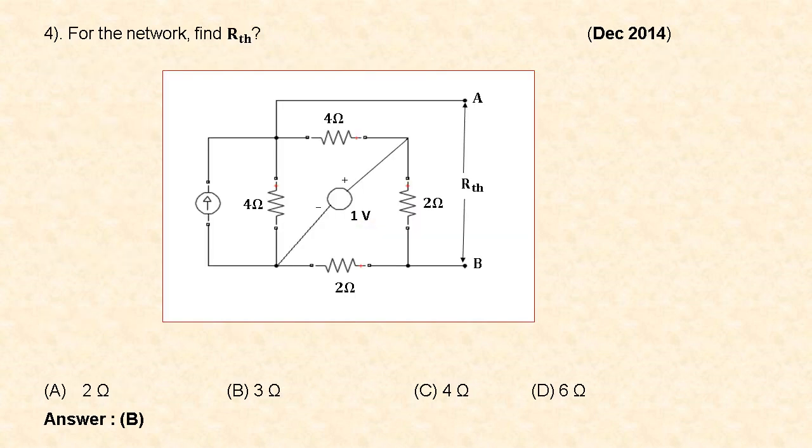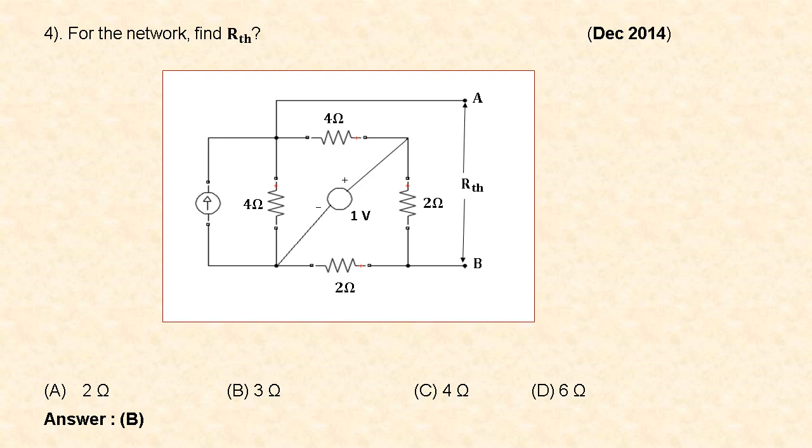Next question is, for the network, find the Thevenin's equivalent resistance, that is RTH. This question was asked in December 2014 and here the circuit is given, where the voltage source is 1 volt and the current source value is not given. The resistances are 4 ohm, 4 ohm, 2 ohm and 2 ohm. We are asked to find the Thevenin resistance across the terminals A and B. Options are A 2 ohm, B 3 ohm, C 4 ohm, D 6 ohm. So the answer is B, 3 ohm.